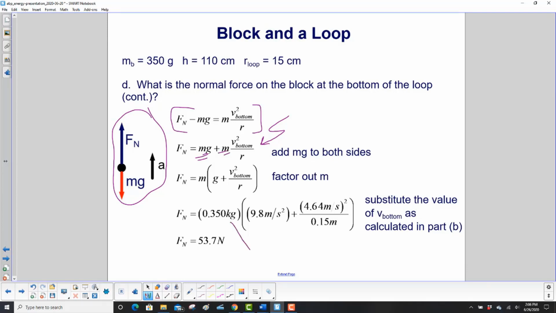We're given m. Here's one of our constants, g, 9.8 meters per second squared. Here's the velocity that we calculated earlier in part B. And here's the radius. So now we actually use the radius of the loop, not the diameter. We don't have to double it here. And we get a normal force of 53.7 newtons.